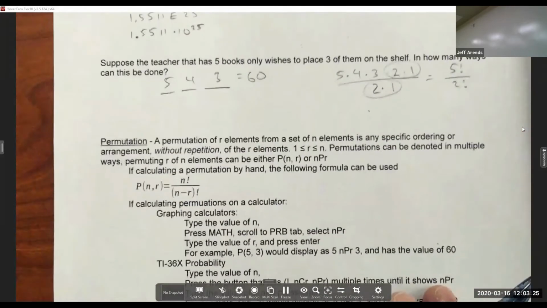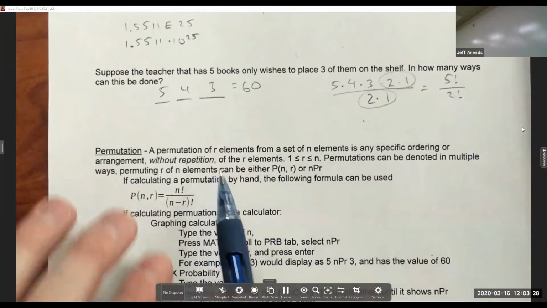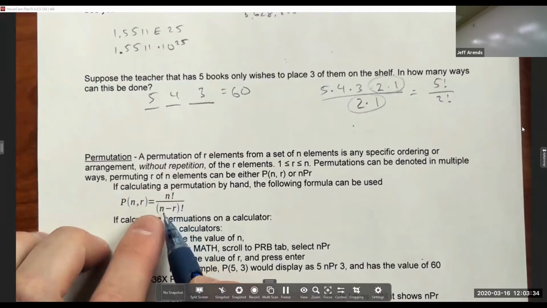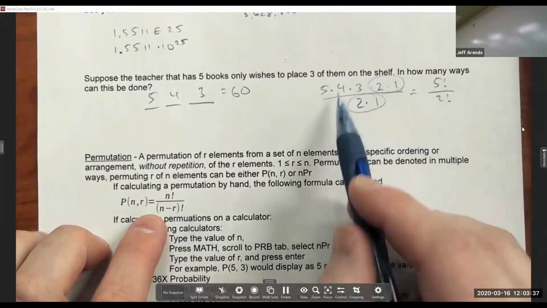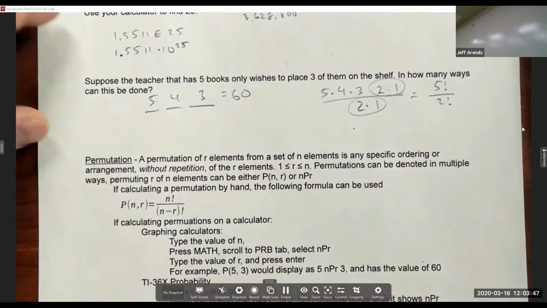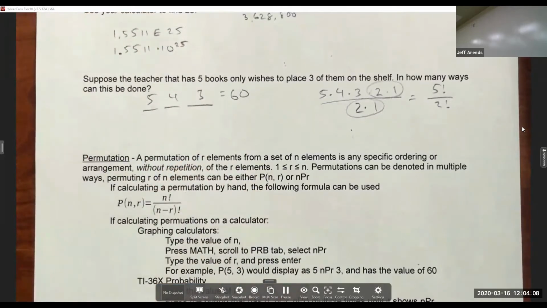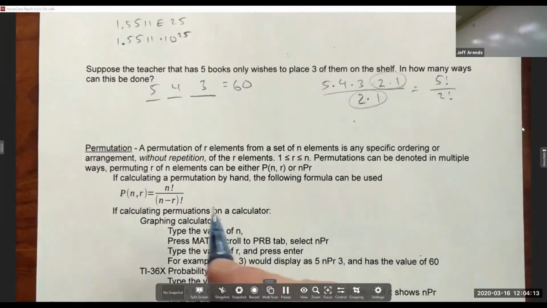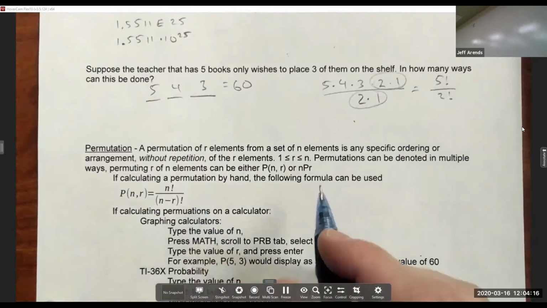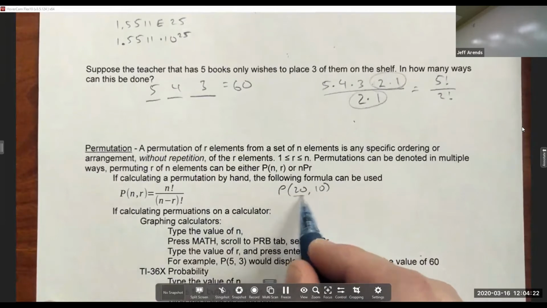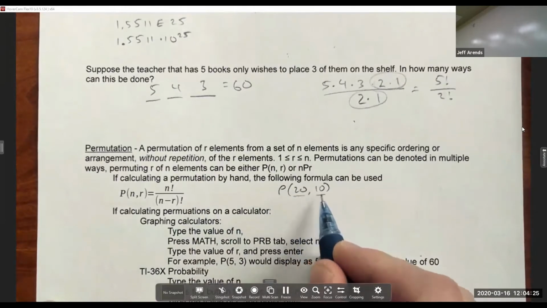So in general, we're about to see a formula down here. You'll notice this formula, n factorial over n minus r factorial. This is essentially doing this pattern. I'm using this for what's called a permutation. So we have n items. Maybe you have 20 books. If you want to arrange 10 of those 20 books, then you would want to be permuting 10 of the 20, and we would write that as P 20, 10. We have 20 books total, and we want to arrange 10 of them.